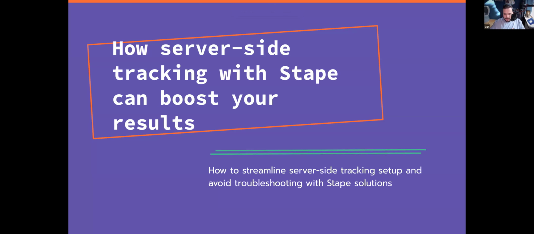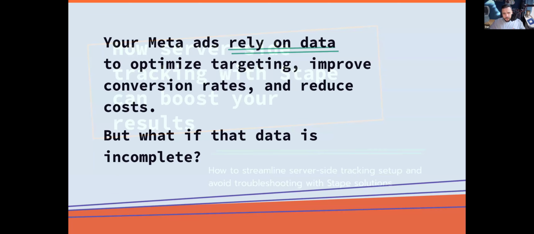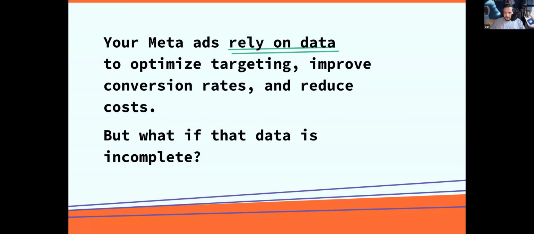The idea is we're going to discuss that everything that Rohit just presented to you can only properly work if you have at least a half decent tracking implementation and you are delivering proper signal to your pixel, or rather your Meta dataset. So obviously your Meta ads rely on data to optimize your targeting, improve conversion rates, reduce costs, and overall do the machine learning and everything to bring you the best possible results in your advertising campaigns.